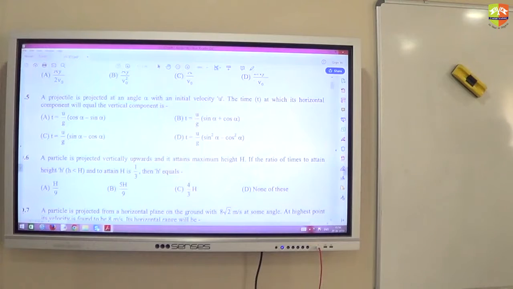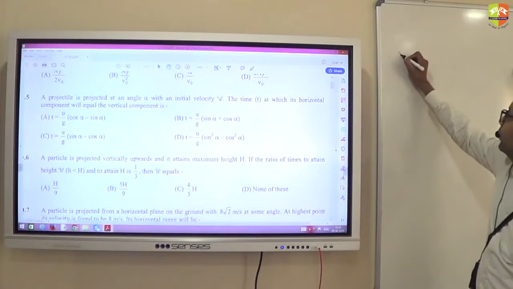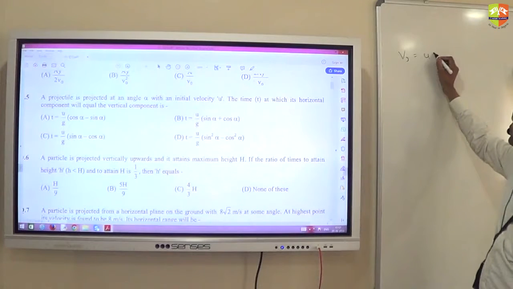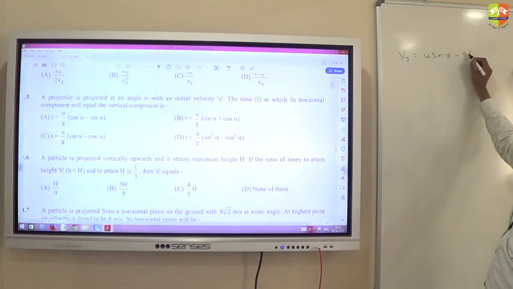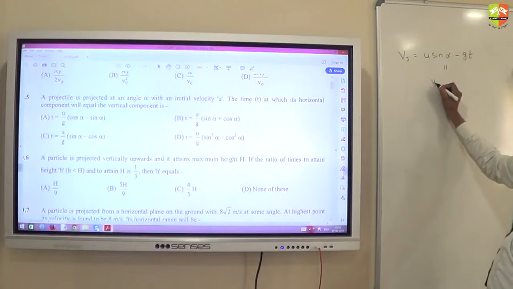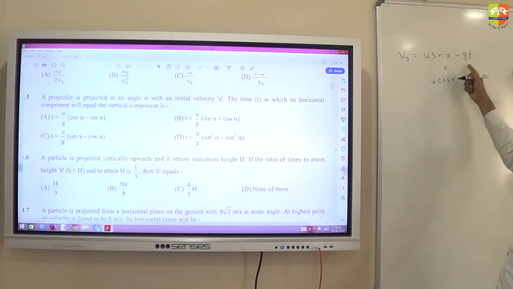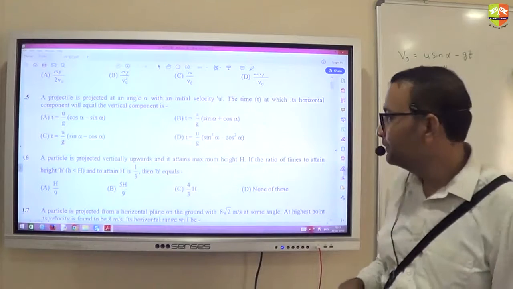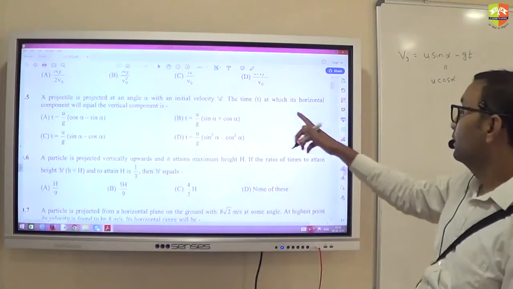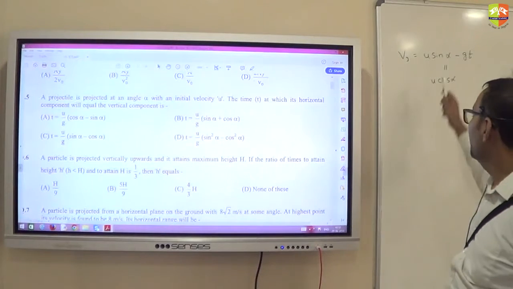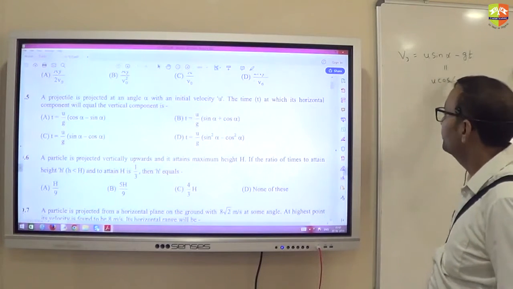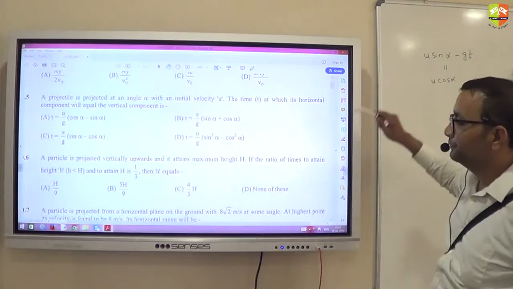Horizontal component remains u cos alpha. Vertical component, after time t, will become what? Vy should be equal to u sin alpha minus gt, right? I have to equate this to u cos alpha. So I'll get t. t is (u sin alpha minus u cos alpha) divided by g. So that is C. Equate the rest of it, solve this equation for t.